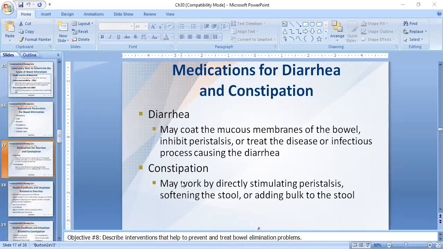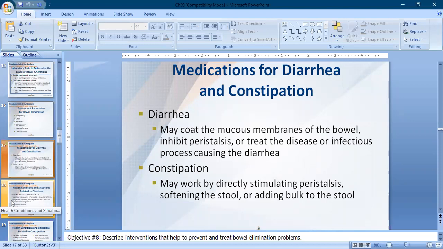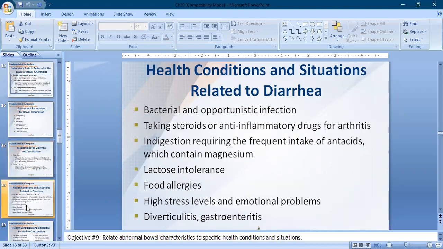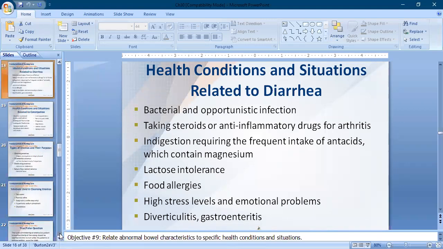Constipation may be treated directly to stimulate peristalsis, or by softening the stool or adding bulk to the stool. And now next, the health conditions and situations related to diarrhea.